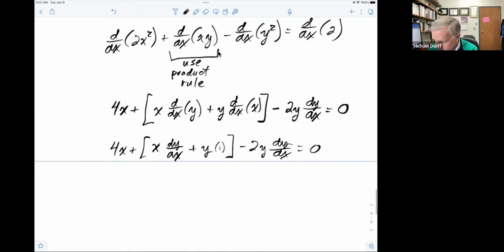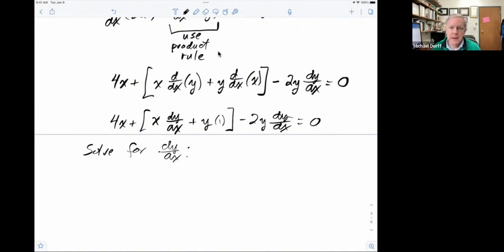And now, just like before, we want to solve for dy/dx. So in this case, we want to put everything that has a dy/dx on the left-hand side and everything that doesn't have a dy/dx on the right-hand side. So I'm going to color those. The 4x doesn't have any dy/dx, and this y variable doesn't have any dy/dx. So I'm going to bring those over to the right-hand side.